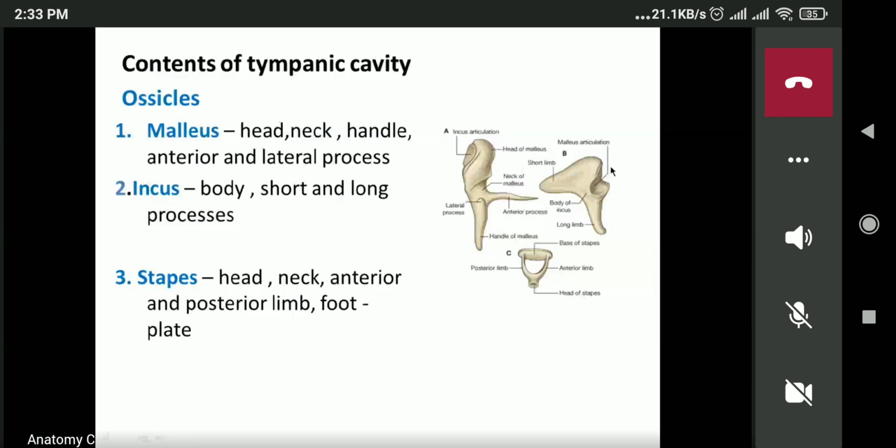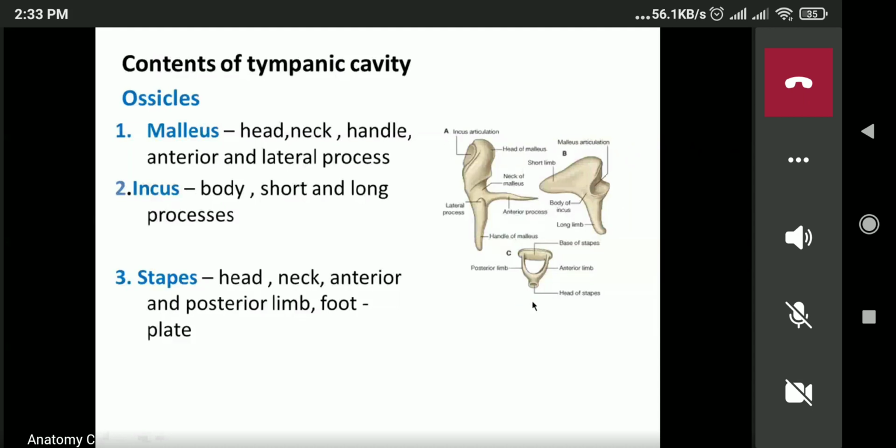Next is the incus. The incus resembles a premolar tooth. It consists of a body, and 2 limbs: this is the short limb, and this is the long limb or long process. So this is the body, the long limb, and the short limb of the incus. It resembles the premolar tooth. And this is the stapes.